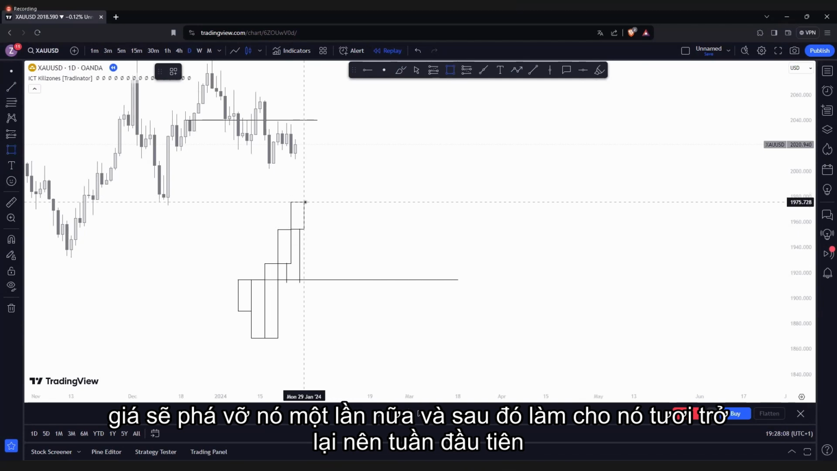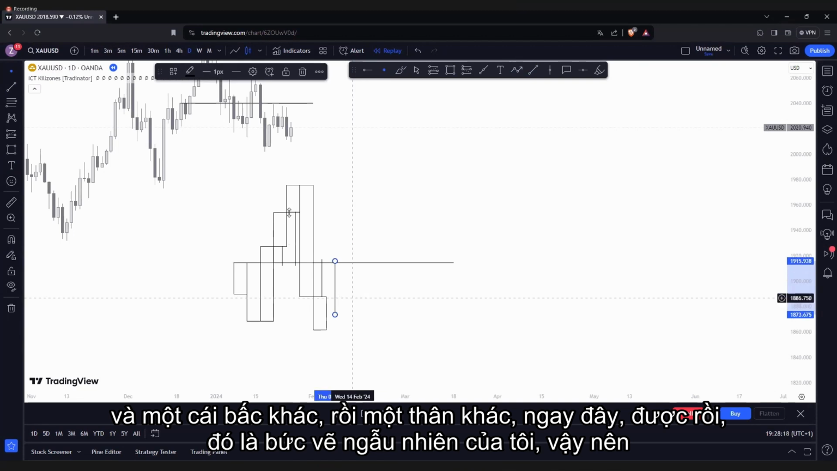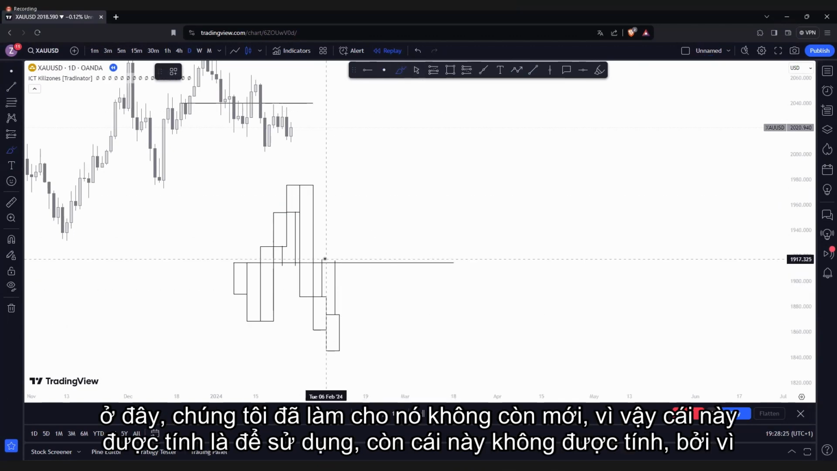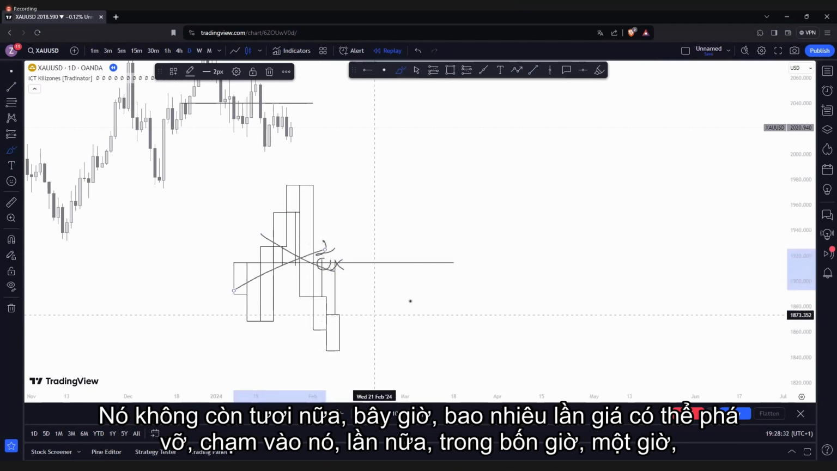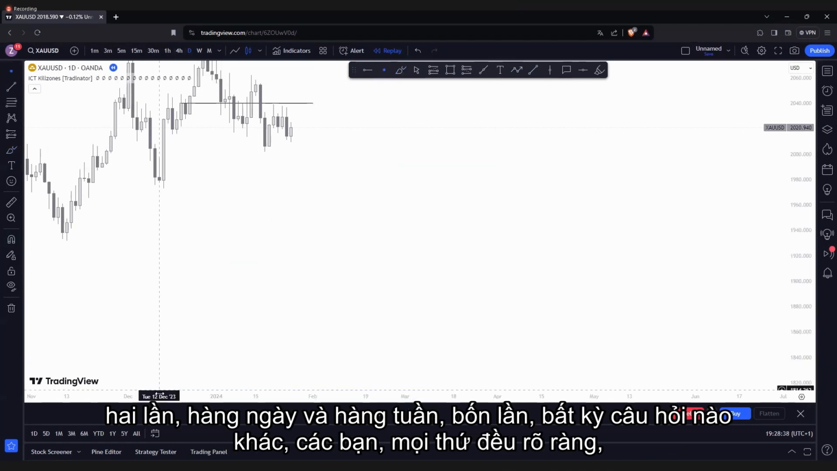Now, price is going to break it again and then make it fresh again. So the same thing that applies here is going to apply here: the first wick, and then another body, just right here, from my random drawings. Here we made it unfresh, so this one counts as 2 uses and this one doesn't count because it is unfresh. Now, how many times can price break and touch it again? On the 4 hour and 1 hour, 2 times; on the daily and the weekly, 4 times.